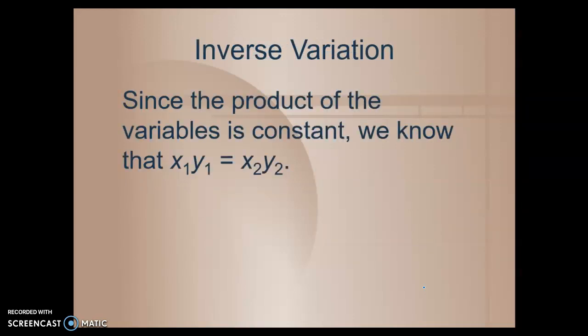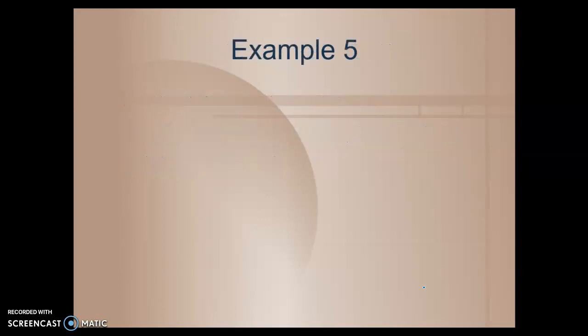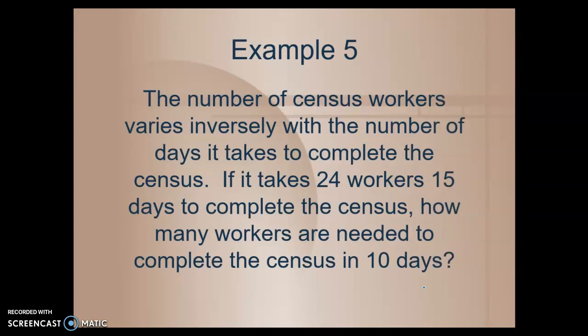All right, since we know that the product is constant, we can use this kind of proportion to help us solve word problems. x times y is equal to x times y. Look at this example. The number of census workers varies inversely with the number of days it takes to complete the census. There's our key word. If it takes 24 workers 15 days to complete the census, how many workers are needed to complete the census in 10 days?